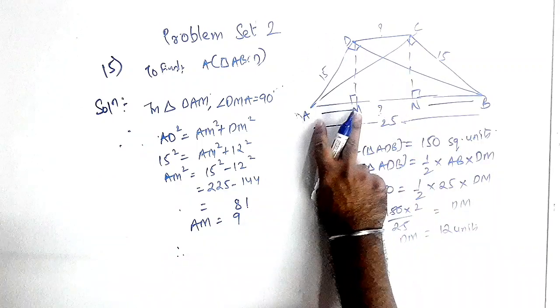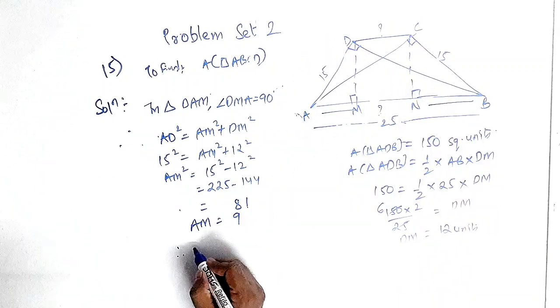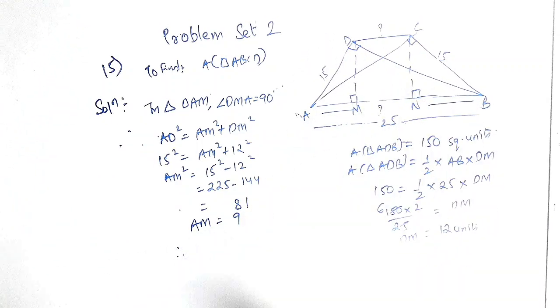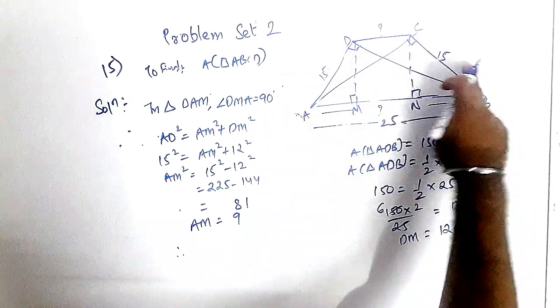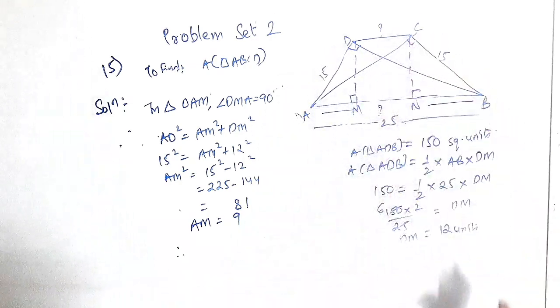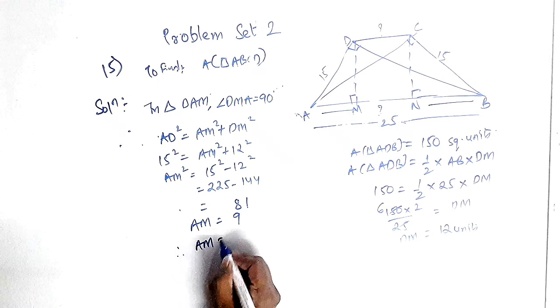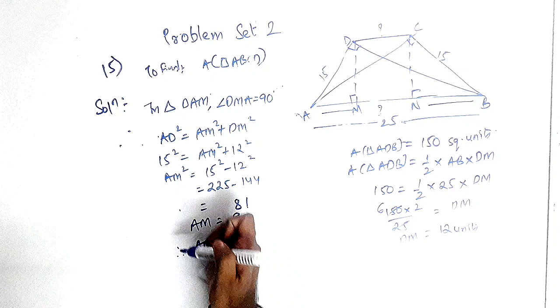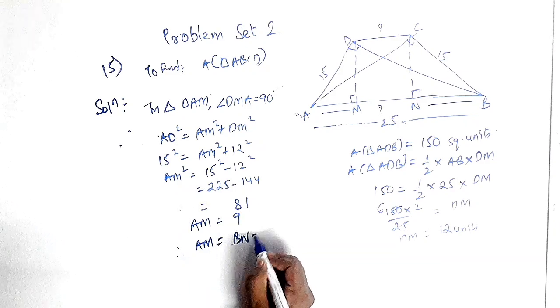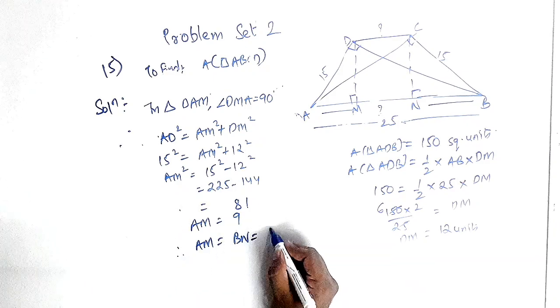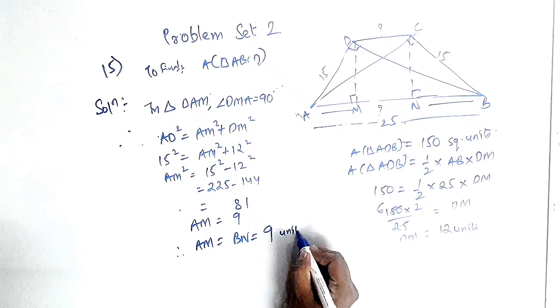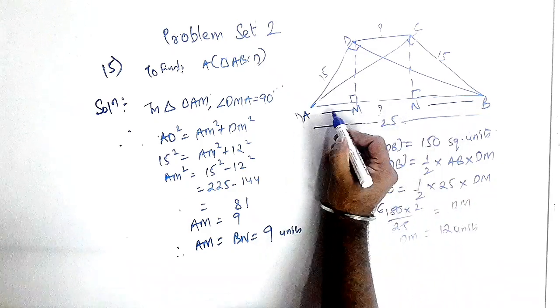Therefore, if you can see, this is a trapezium. AM is equal to BN equals to, this is also 9, because this is 15, this is 15. DM is equal to CN. Okay, they are the heights of the trapezium. Therefore, AM is equal to BN is equal to 9 units. Okay, they are 9 units.